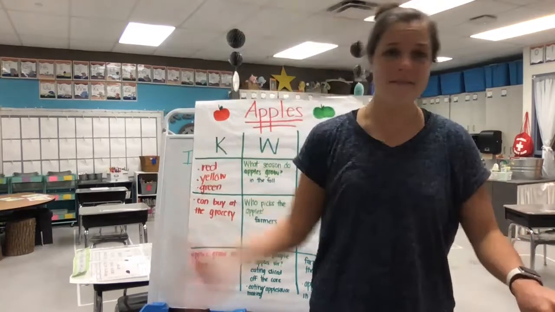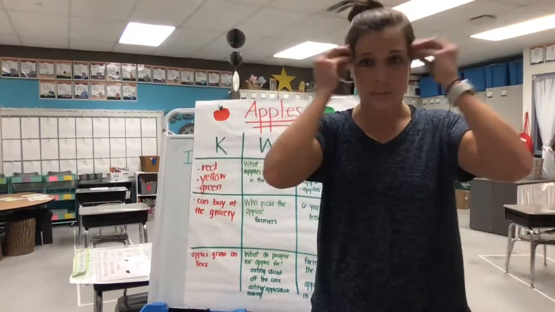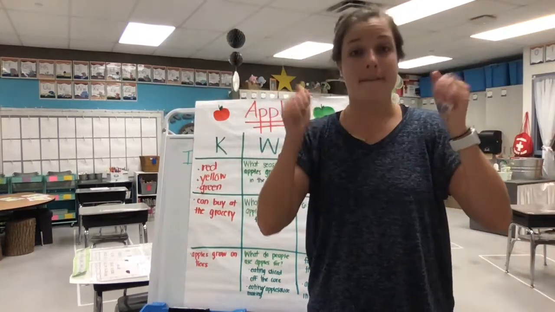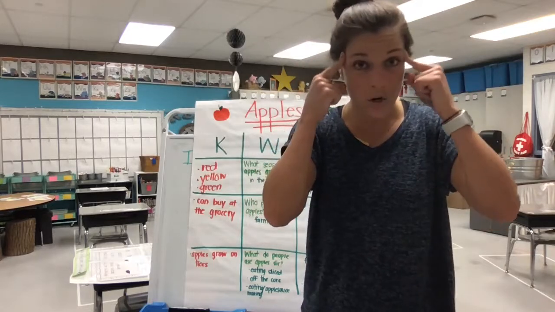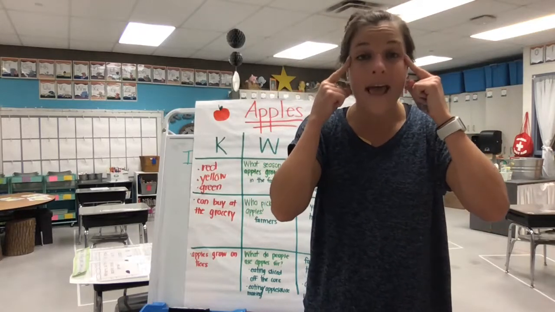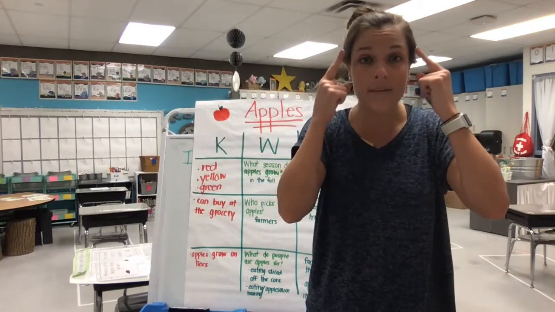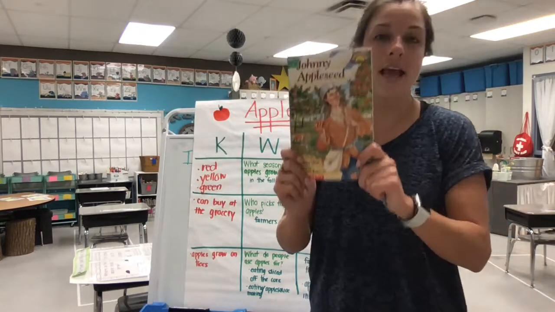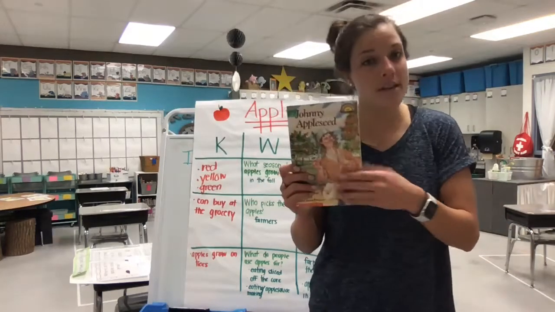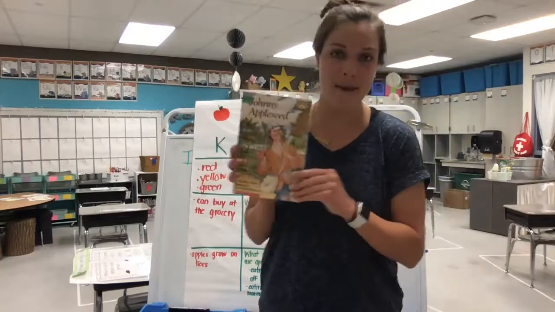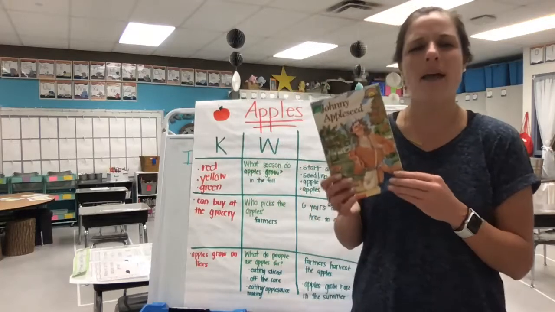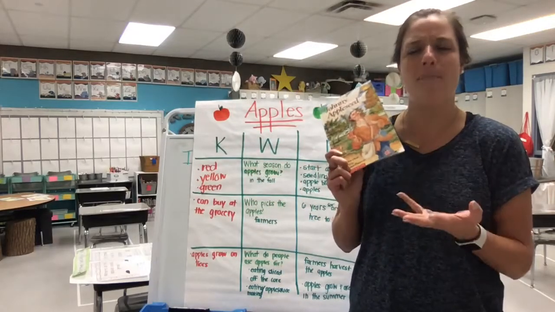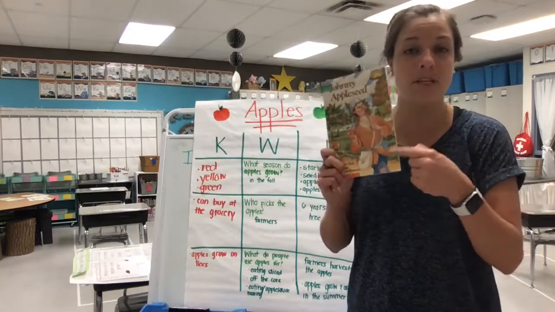So with all of that in our brains, everybody touch your brains and say apples. Very good. In your brain now you're thinking about apples. Now we're going to start using our schema, what we know about apples, to read our story of Johnny Appleseed. While I'm reading this story, I want you to think about what the main idea is. Think about, why am I reading this story about Johnny Appleseed? What am I learning from this story?